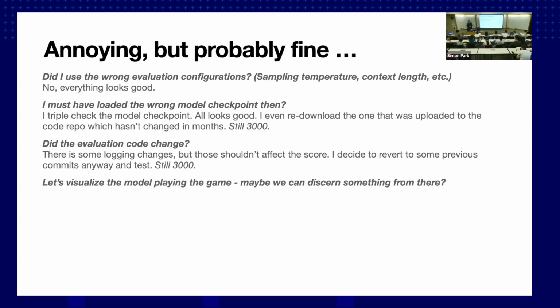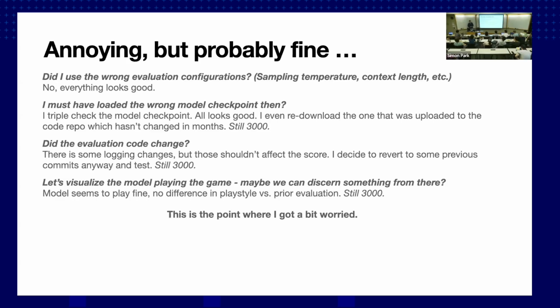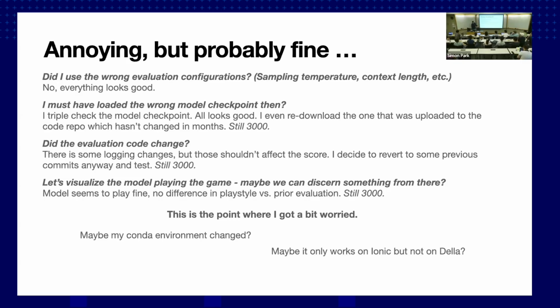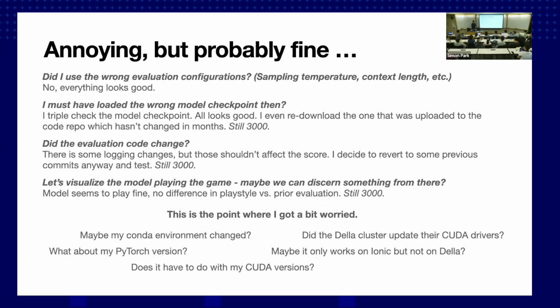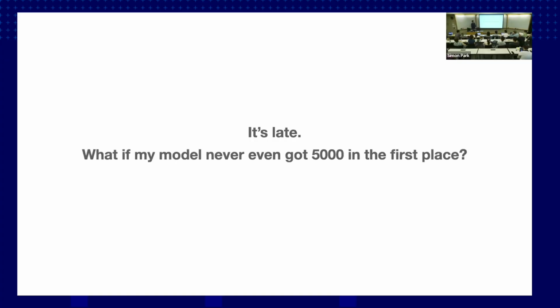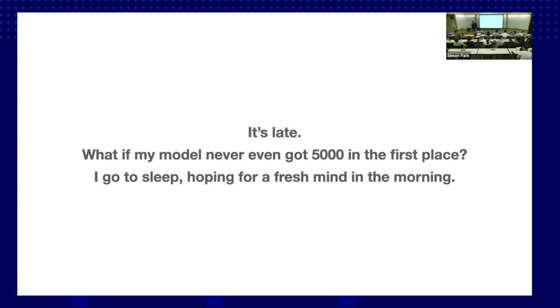So then, as any good machine learning scientist should do, I looked at the data and visualized the model playing the game, just to see if anything's off. And everything looks good. The model's playing fine. Still 3,000. This is the point where I got a bit worried, because I had done the first sanity checks that everyone should look at. So I started to think of more crazy reasons, like maybe my auto environment doesn't work on Della, or my PyTorch version, or CUDA versions, or drivers were updated. I looked into all of that, but at the end of the day, it's still 3,000. And at this point, it's late, and maybe I just imagined my model getting 5,000, maybe it was always 3,000. So I go to sleep, hoping for a fresh mind in the morning.